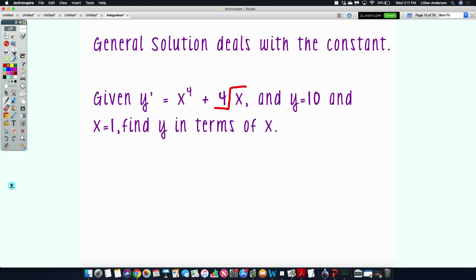Now, when we want a specific one, they'll give us some other type of information, such as this. It says, given that y prime is equal to x to the 4th plus the 4th root of x, and y equals 10 and x equals 1, we want to find y in terms of x. In other words, we want the specific equation here. So to do this, we're going to take the antiderivative of the function.